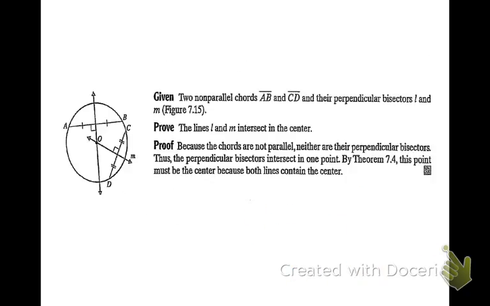Given two non-parallel chords, A and B, and their perpendicular bisectors, prove that the lines intersect at the center. The proof of that: because the chords are not parallel, neither are their perpendicular bisectors. Thus, the perpendicular bisectors intersect at one point. By Theorem 7.4, this point must be the center because both lines contain the center of the circle.